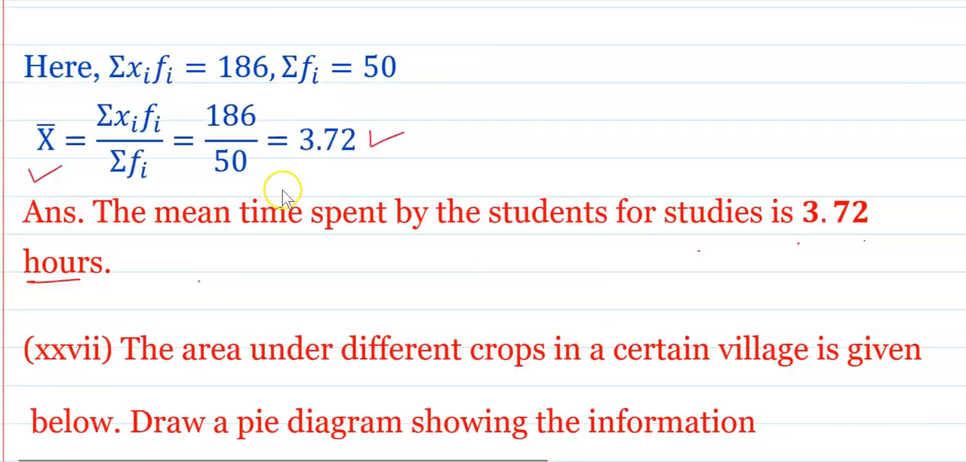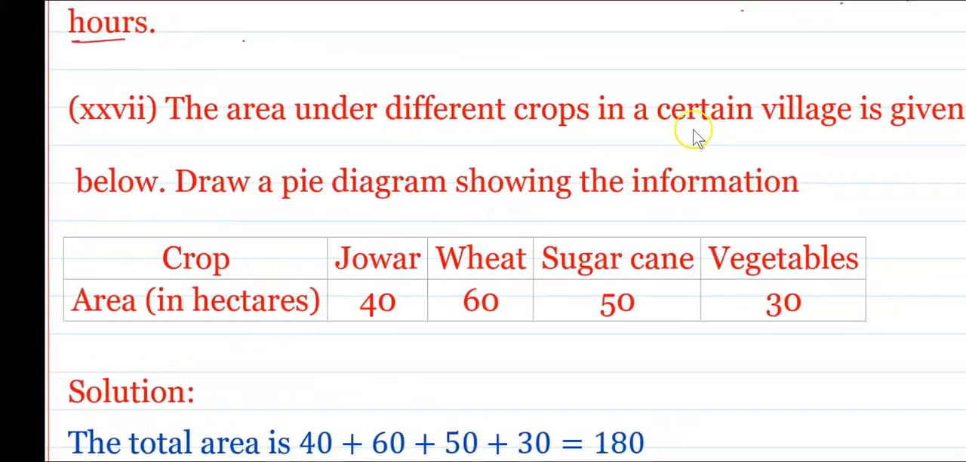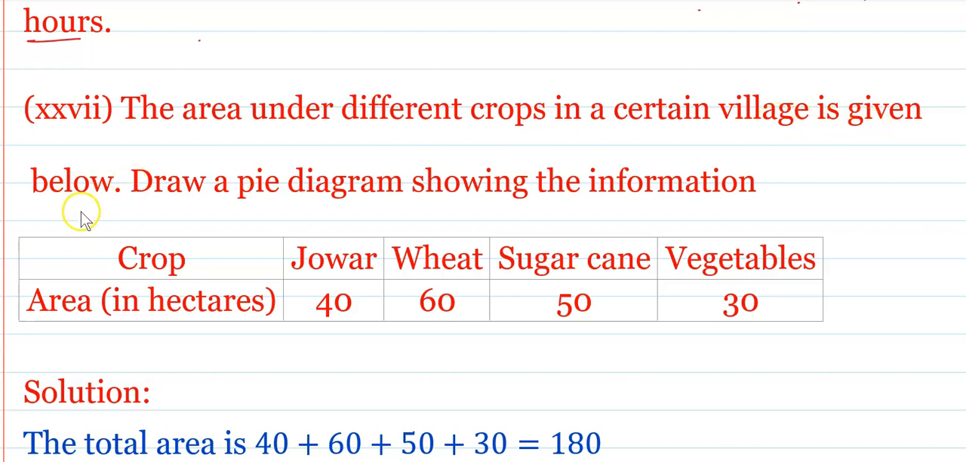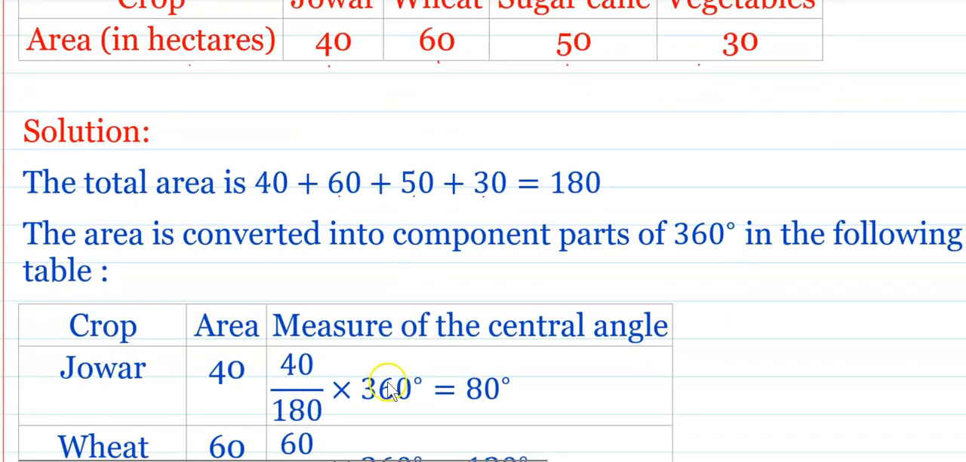Now the next. The area under different crops in a certain village is given below. Draw a pie diagram showing the information. First is crop, area in hectares. Jowar 40, wheat 60, sugarcane 50, vegetables 30. Okay. Now the solution. The total area 40 plus 60 plus 50 plus 30 is equal to 180. The area is converted into component parts of 360 in the following table.